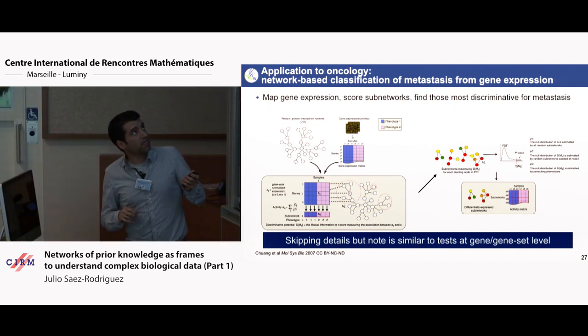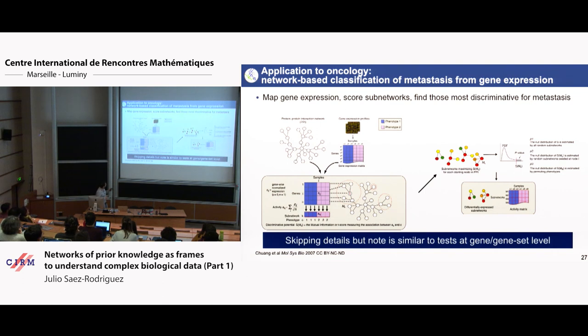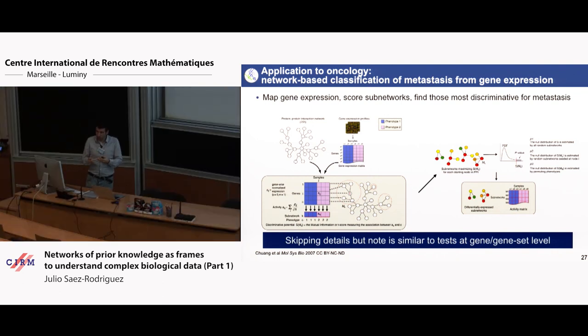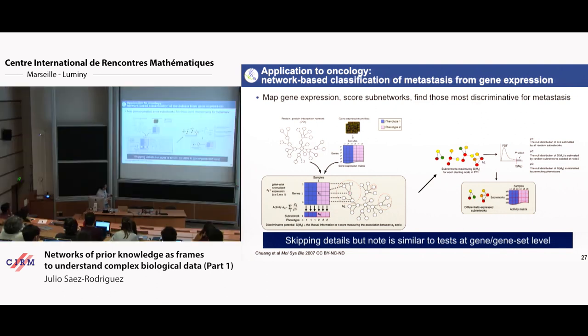What they did in this study was to take gene expression and map it on a large protein interaction network. They tried to identify submodules, so a group of genes and edges connected in a network that best discriminate, in this case, ovarian cancer, and they were trying to discriminate metastatic from non-metastatic patients.